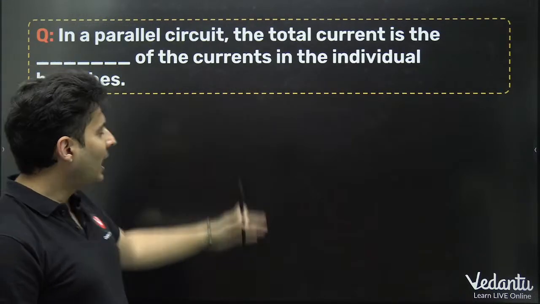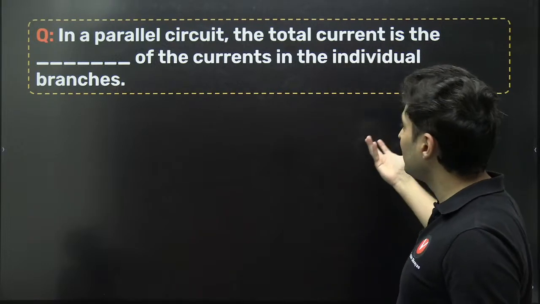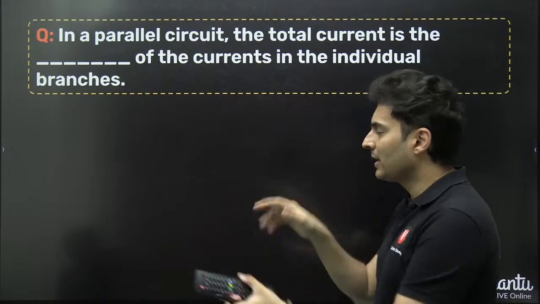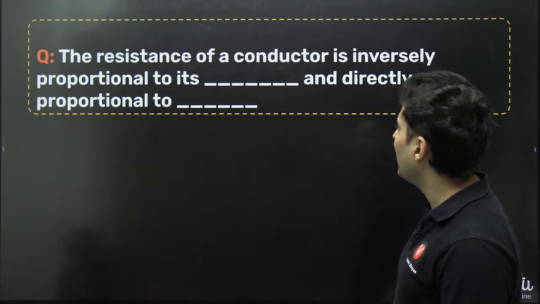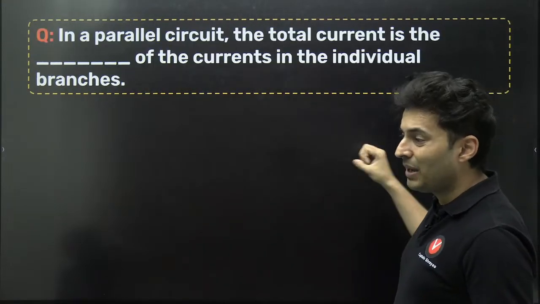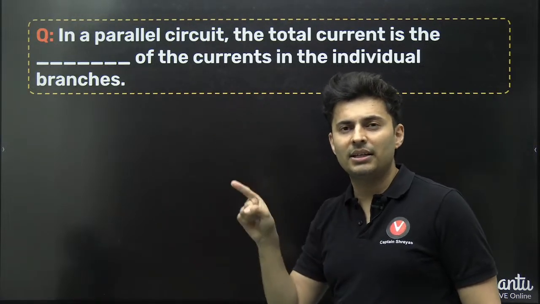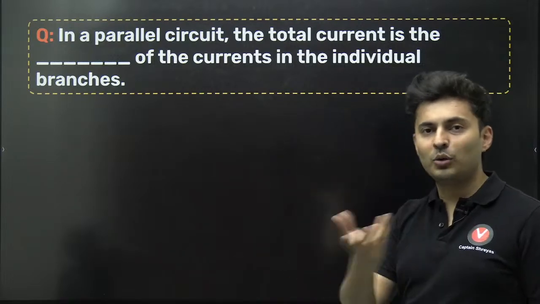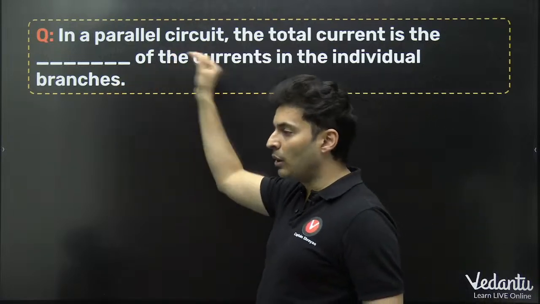Next one. In a parallel circuit, the total current is the dash of the current in the individual branches. You have a parallel circuit like this. What do you think is the answer? In a parallel circuit, what will happen? The current will get distributed. So if you add I1, I2, I3 using Kirchhoff's current law, you will get the total current. So it's the sum of the currents. The answer is sum of the current.